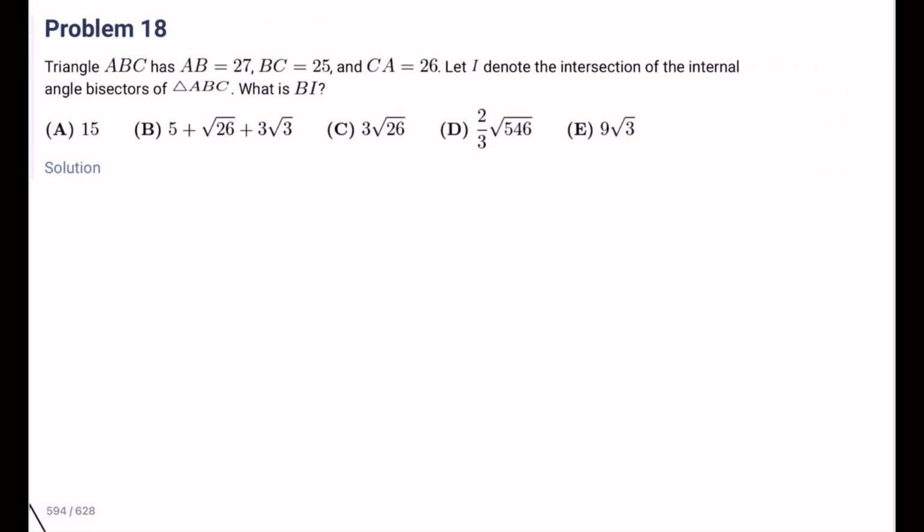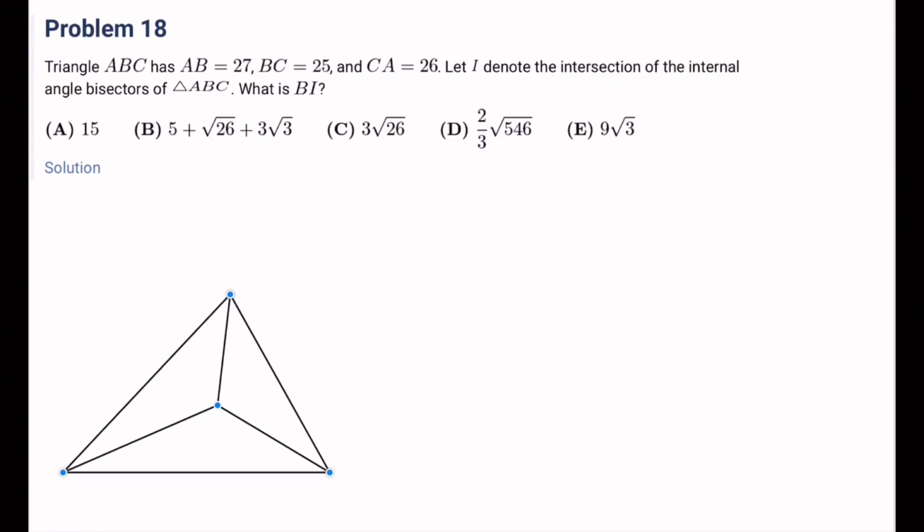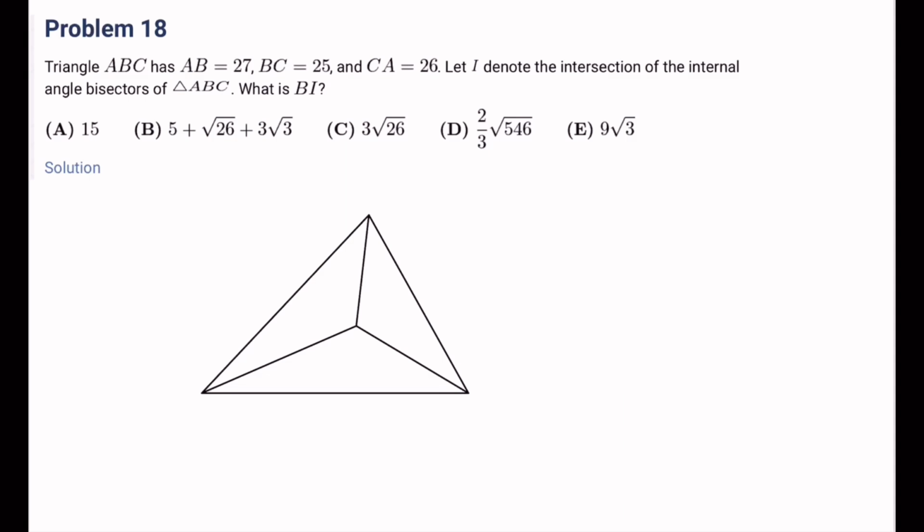Number 18. Triangle ABC has AB equals 27, BC equals 25, and CA equals 26. Let I denote the intersection of the internal angle bisectors of triangle ABC. What is BI? Okay, so if we bring out our diagram like this, this is A, this is B, and this is C. So AB is 27, BC is 25, and CA is 26. If this is the internal angle bisectors, their intersection means that I is just the incenter.